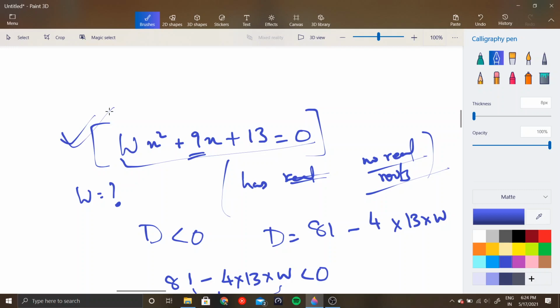Okay. So these were typical sums, the tough sums that could come from this topic, from the nature of roots.